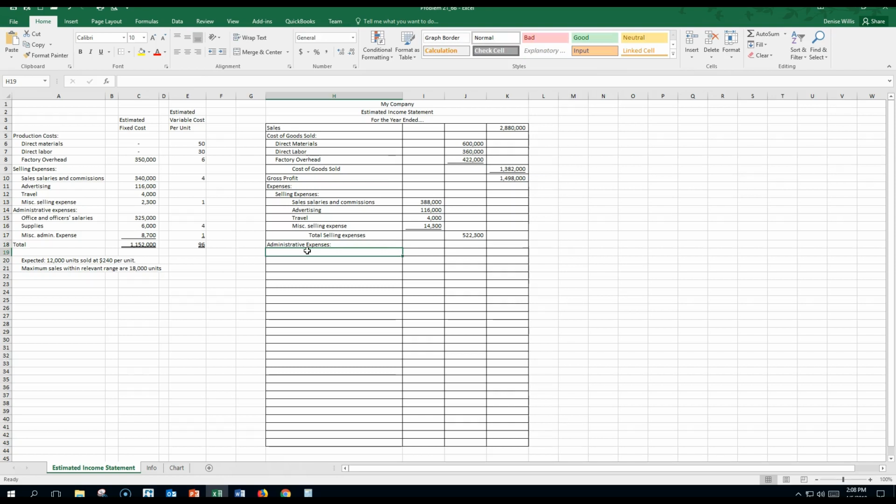And let me get all the labels in, and then we'll do the calculations. Office and officers. Okay, let's make it all just a little bit prettier.